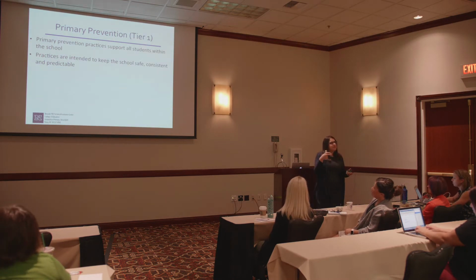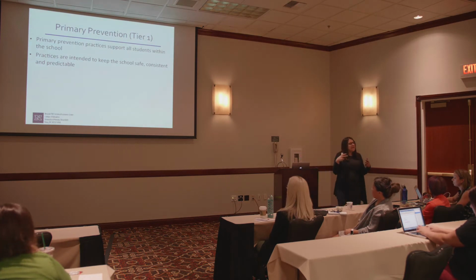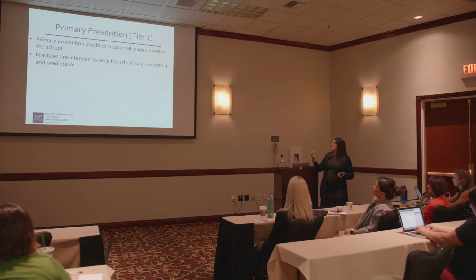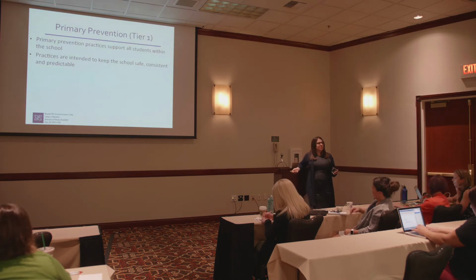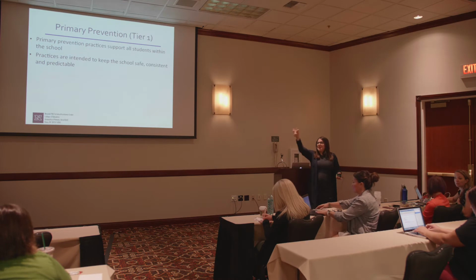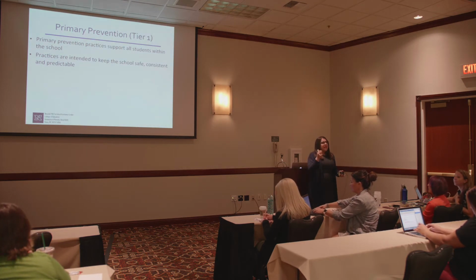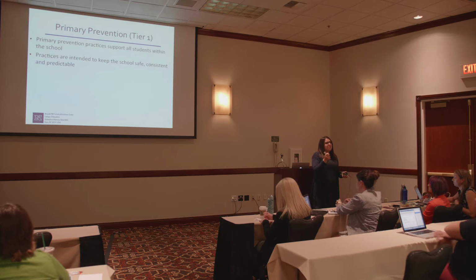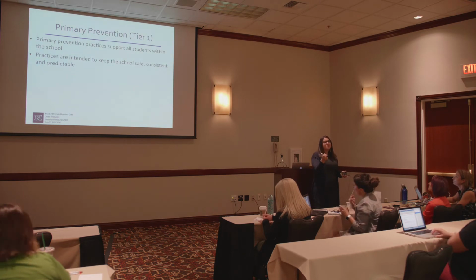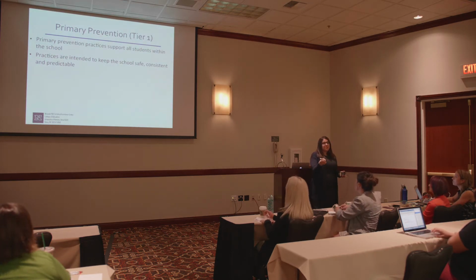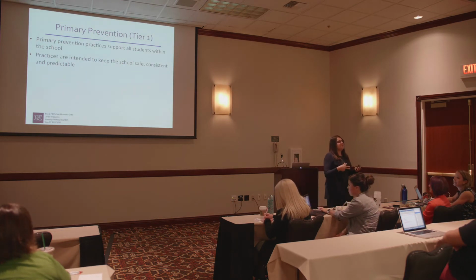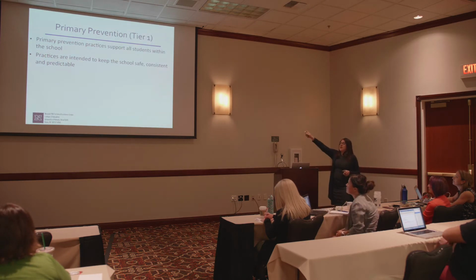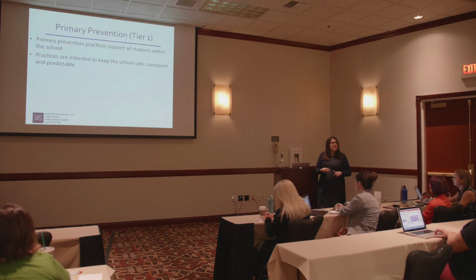Now, let's talk about what that looks like from a tiered perspective. So I want to talk about this from tier 1, 2, and 3. We're going to first start with tier 1. So tier 1 being universal interventions or practices. These support all students within the school, all students. And my friend Casey has a really great example of this. If I have a Snickers bar, every student in that school would need to consume the Snickers bar in order for it to be a tier 1 practice. Okay, so everyone eats the Snickers bar. So when we're talking about tier 1, these are practices that are really intended for that school climate to keep that environment safe, consistent, and predictable.